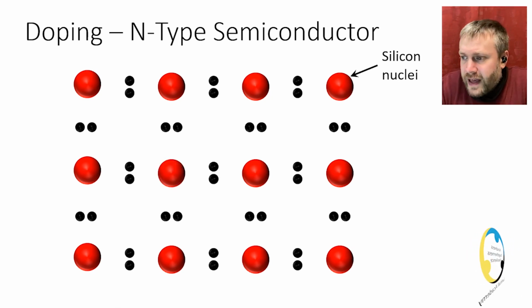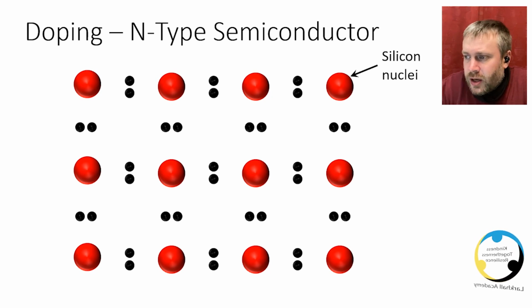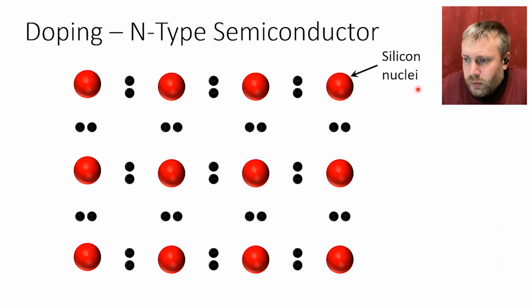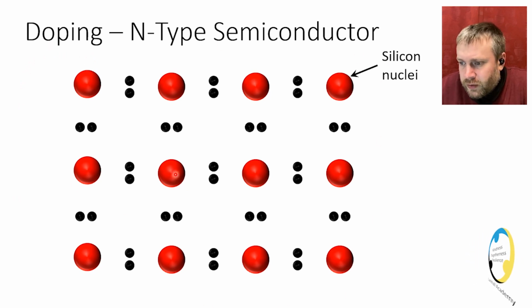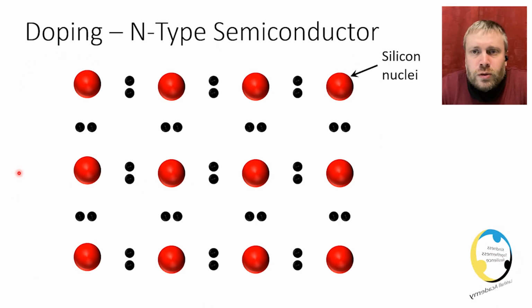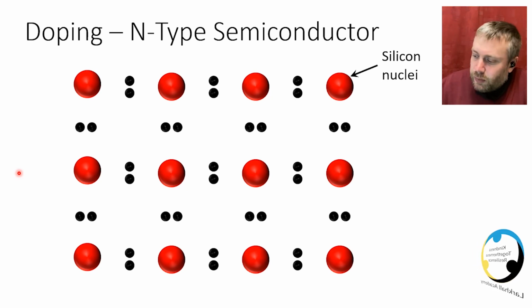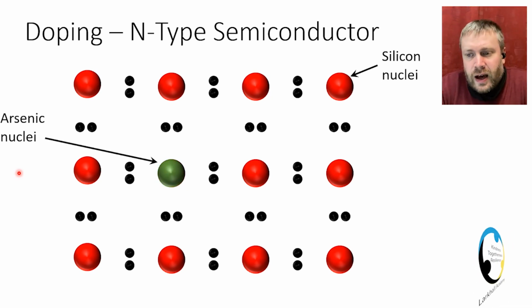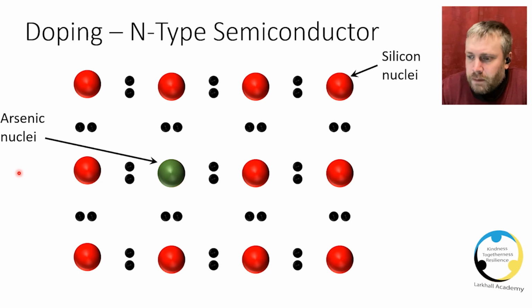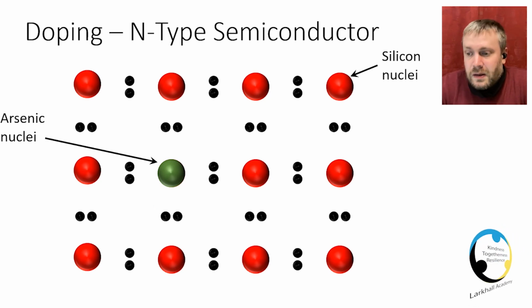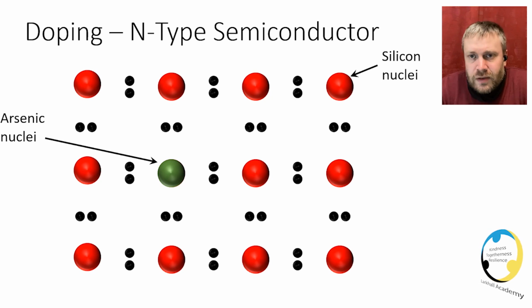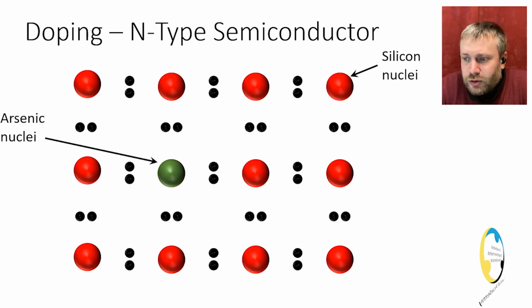So if you look at the N-type semiconductor, we're going to stick with our silicon nuclei. We've replaced all of those with just silicon nuclei again, so we've got rid of our indium there. This time I'm going to replace that atom with something else. I'm going to replace it with an arsenic atom. So now we've got our semiconductor doped with arsenic. Now, like previously, the arsenic doesn't have the right number of electrons in that outer shell.